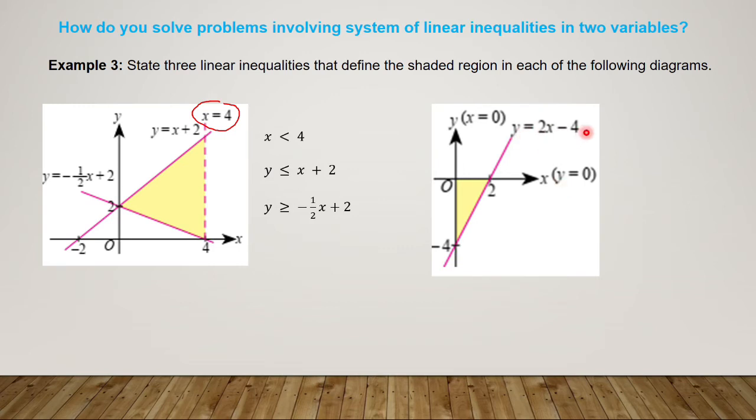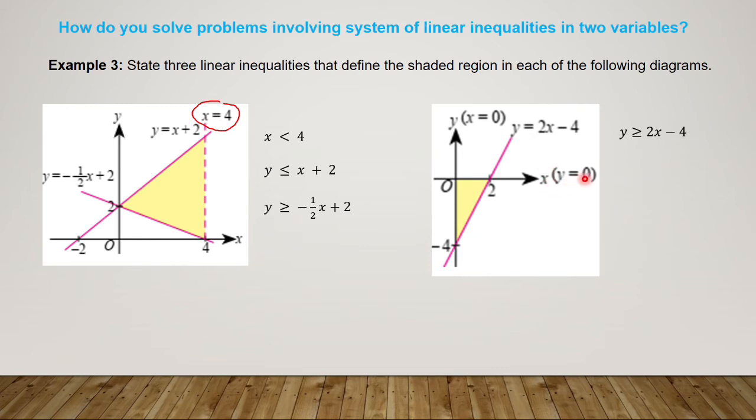So we look at the first one, y equal to 2x minus 4. This is the line. The region that is shaded is on top, right? So it will be represented using greater than or equal to because of the solid line here. Therefore, the inequality formed will be y is greater than or equal to 2x minus 4.